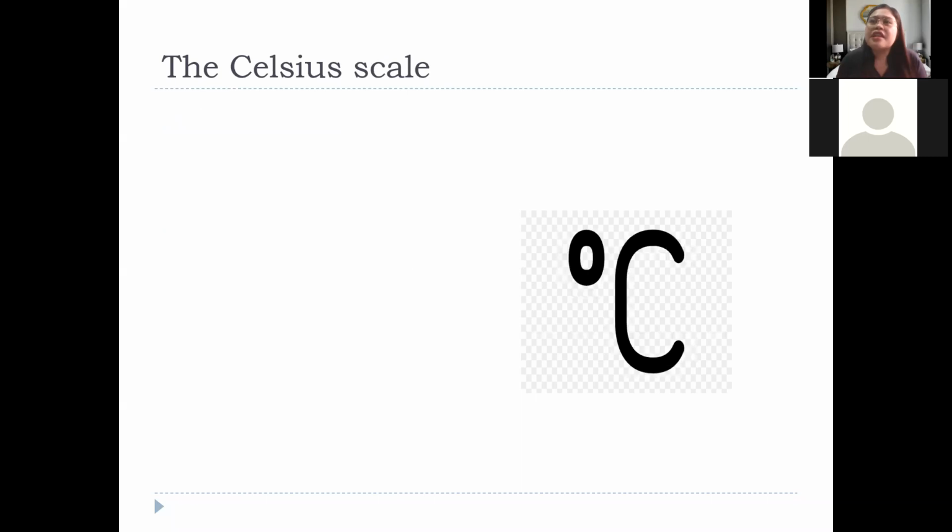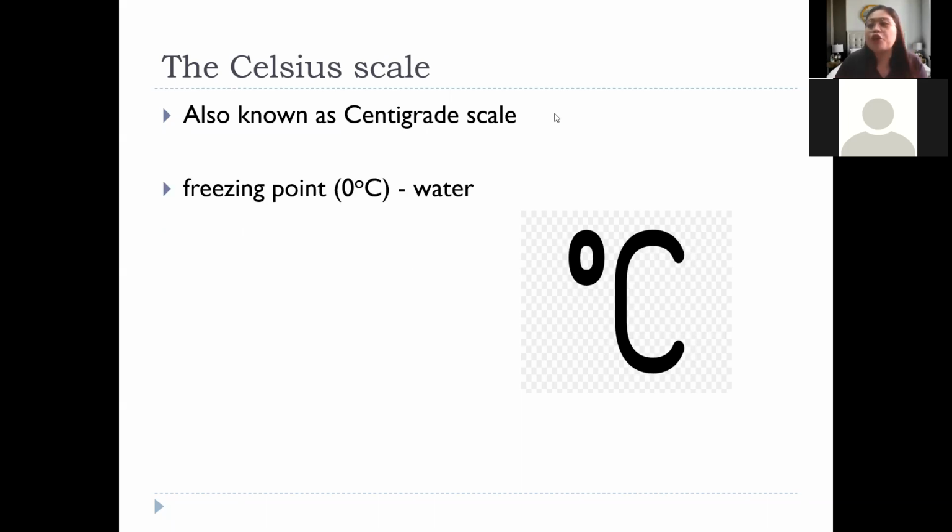Now how about the Celsius scale? This is also known as the centigrade scale. Isa lang yan sila, class, the centigrade scale. And ito yung pinaka-common na ginagamit natin sa Philippines. So that is why when you are asked, what is the freezing point of water? That is 0 degrees Celsius, while it boils at 100 degrees Celsius. So those are the two scales.